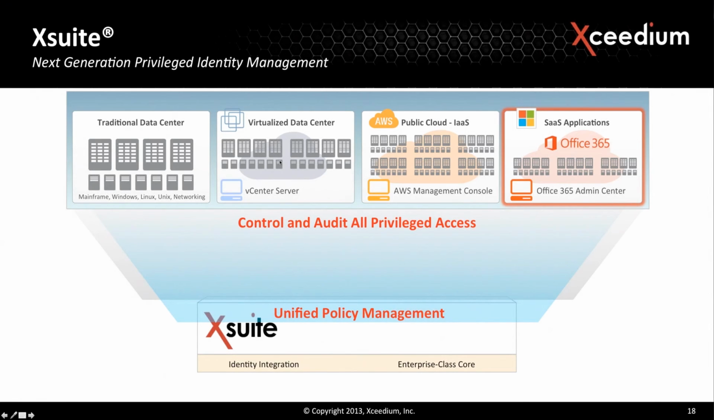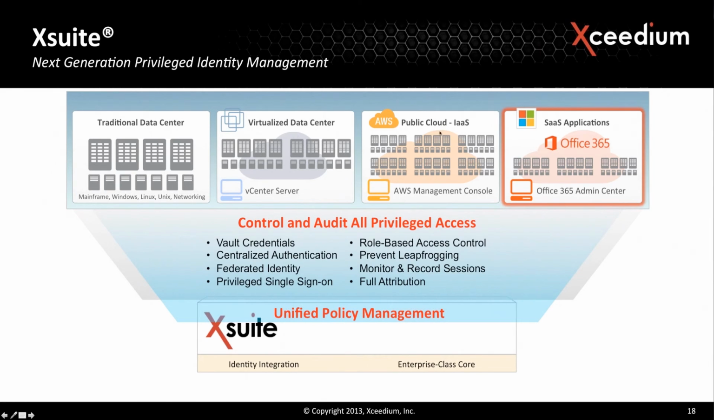So VMware environments, for vSphere, Amazon AWS environment, and most recently we extended the set of controls to the Office 365 admin console. You'll note on the virtualized data center and AWS public cloud, we've got listed both the infrastructure and the management consoles, and that "and" is very important.